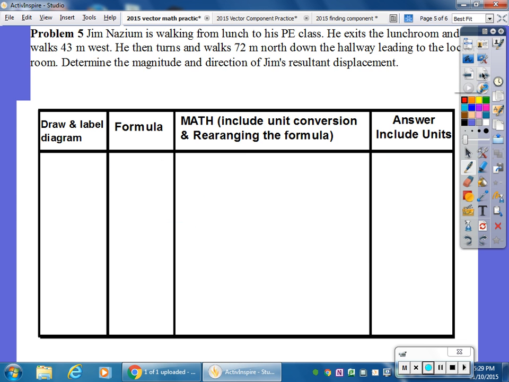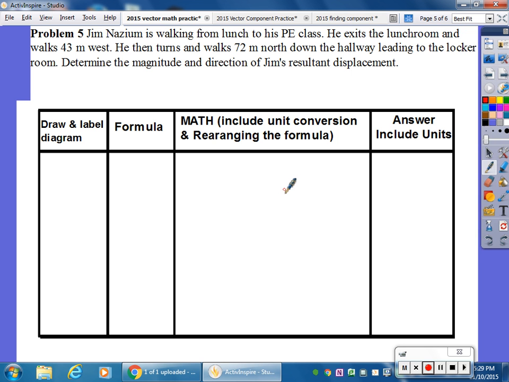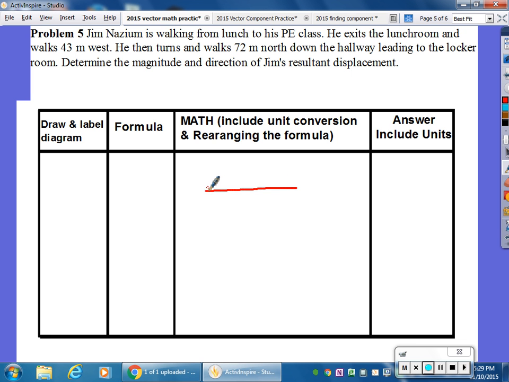Alright, number 5. Gymnasium. Walks from lunch to his PE class. He exits the lunchroom and walks 43 meters west. So he's going to go 43 meters west. I'm going to put it over here. So 43 meters west. And then he turns and walks 73 meters north. And determine the magnitude and the direction. So now they want the magnitude and the direction, and this would be the resultant vector here.